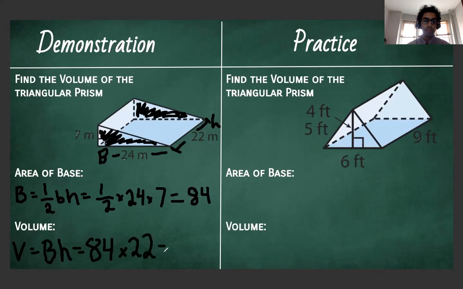If I multiply these two numbers together, I get a really large number, which is 1,848. And then I'm going to write meters cubed. It's my unit. Okay. So this would be my solution to this problem.